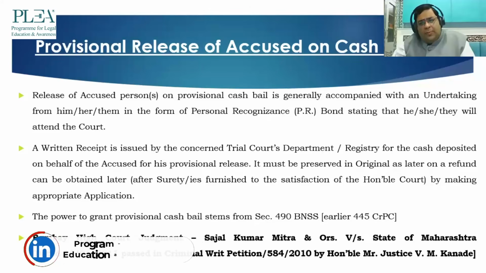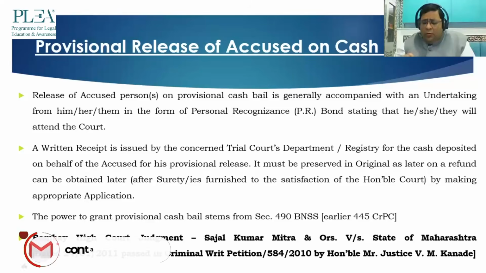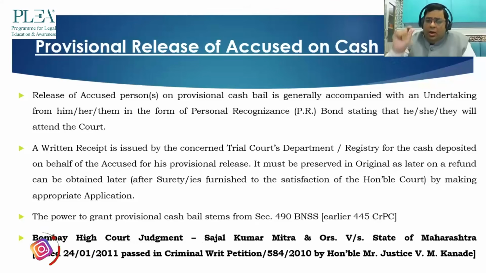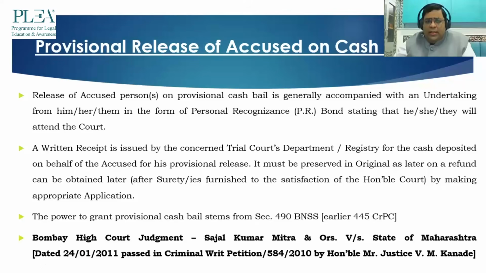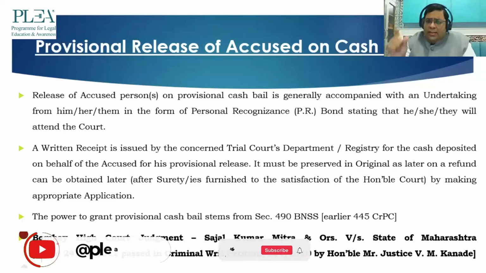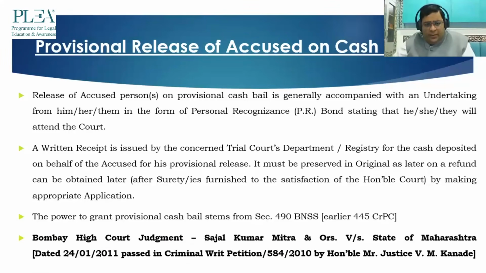Now, when this provisional release on cash bail happens, the accused is also required to file a PR bond, that is, a personal recognition bond, which is sent along with the release memo. It is signed before the jail authorities, which ensures that there is a direction that this accused person will remain present before the court and attend the proceedings.